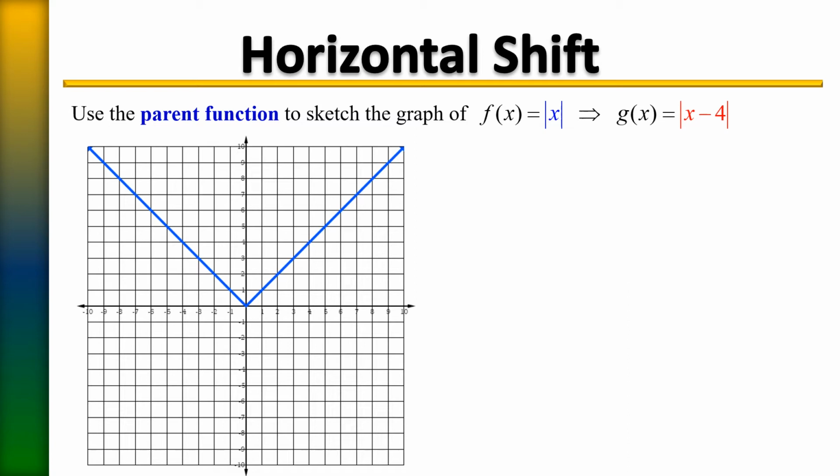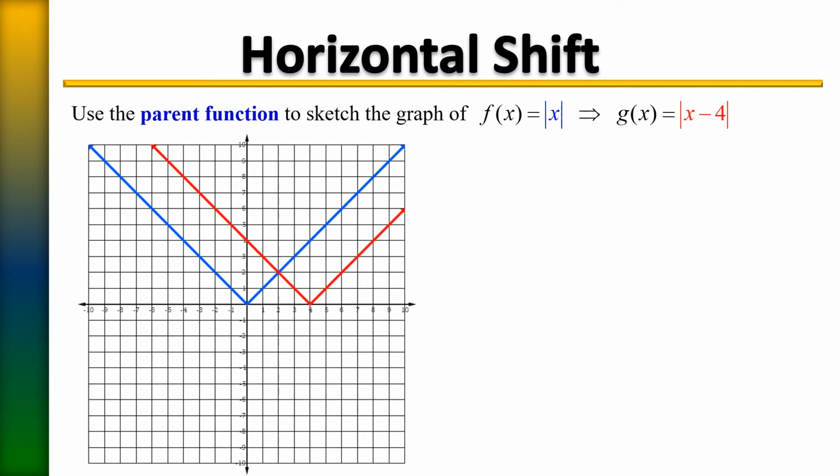So when we do so, it's going to look like so. And again, you can achieve that by simply taking a few points from the parent function and just move them or shift them over 4 units to the right.